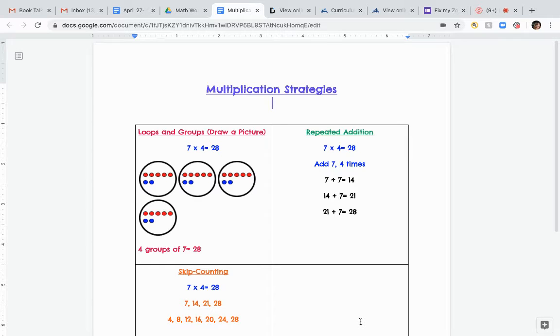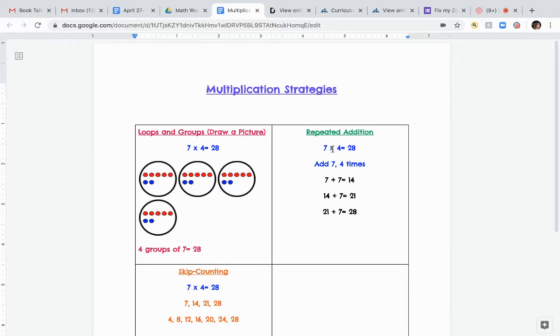Last week, you learned two multiplication strategies. Mr. Roycraft taught you loops and groups, where you draw a picture. For instance, we have 7 times 4. We would draw 4 circles and put 7 dots in each circle, and then count how many dots we have to get 28. Then we learned repeated addition.